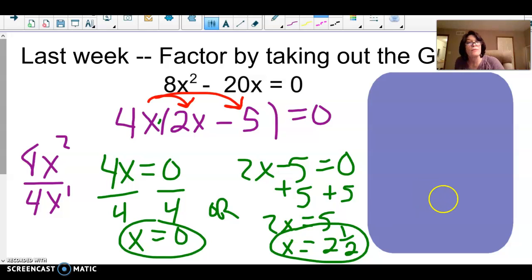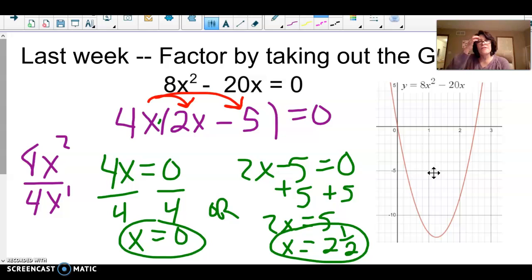Okay, that's what we did last week. Interestingly enough, we also graphed last unit. We graphed a parabola. If I would graph y equals 8x squared minus 20x, instead of y equals, we did equals 0. So let's look at where this graph does equal 0. It equals 0 right here, and it equals 0 right here. That's when the graph, the y would be 0.